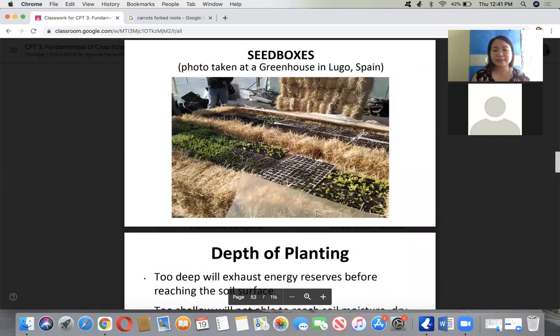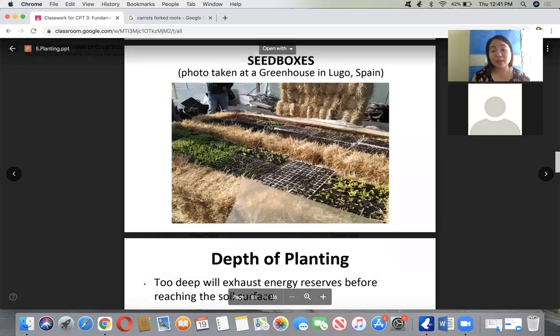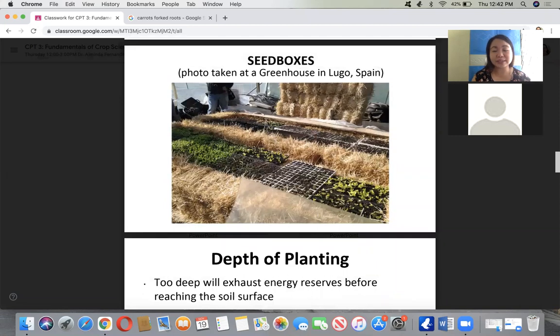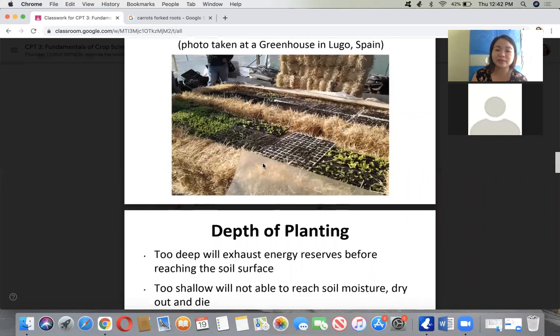Usually, it's better when you use seed boxes. This is just to show you that in some parts of the country, like in Lugo in Spain, they even use rice straw in order to hasten germination, because it is cold there, and to increase the temperature. This is very unusual for us, but in some countries they do this in a greenhouse.